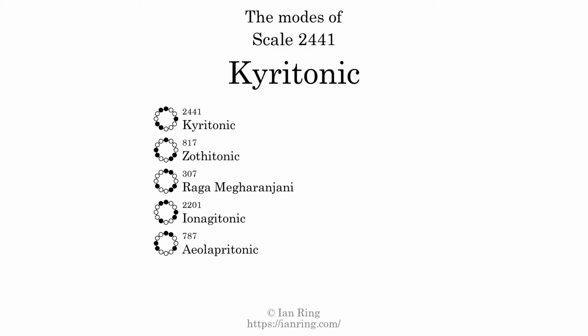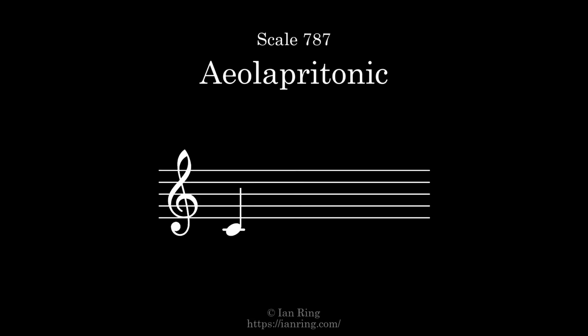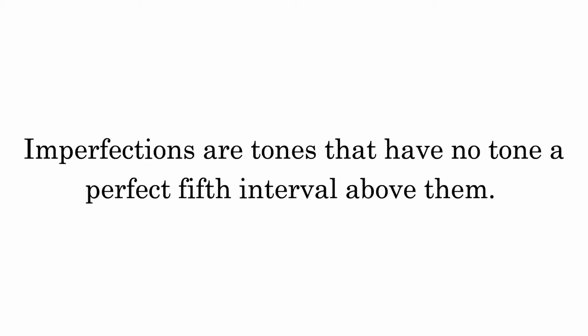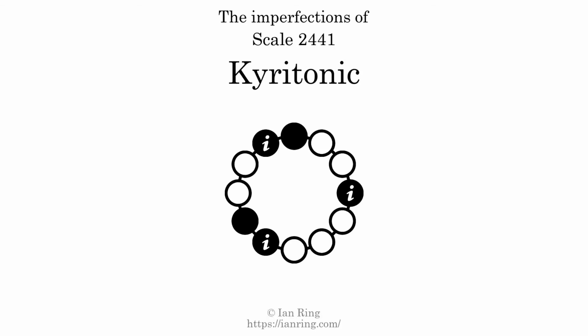The fifth and last mode is scale 787, also known as eolopratonic. It sounds like this. Imperfections are tones that have no tone a perfect fifth interval above them. This scale has 3 imperfections.